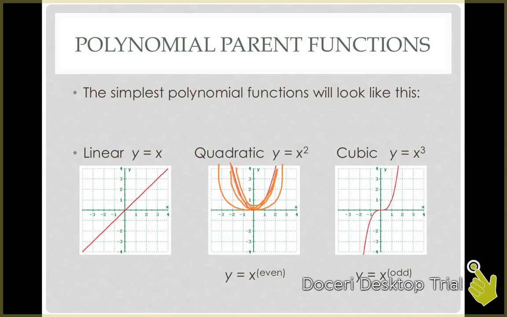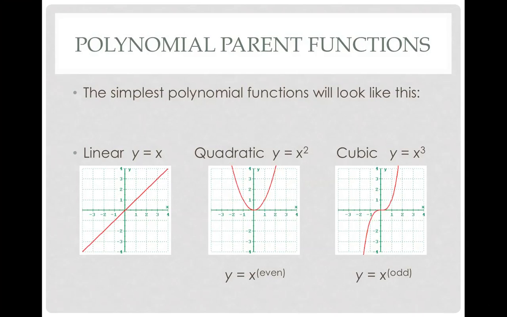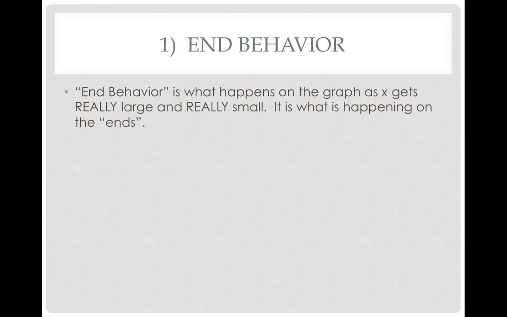Similarly, if I have x to an odd power, they're all going to have this same basic shelf shape to it. Again, it might be a little wider depending on what the exponent is, but the same basic shape will hold true. Okay, so what that tells us then is what's going to happen when we look at the end behavior of more complicated polynomials.